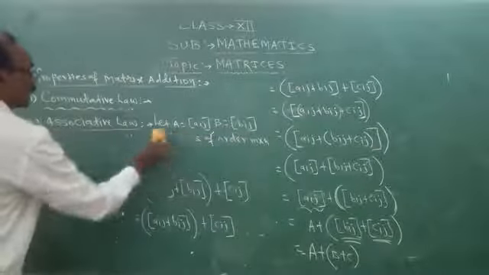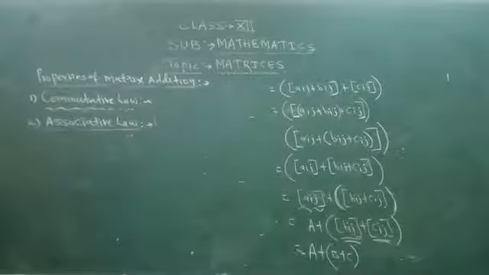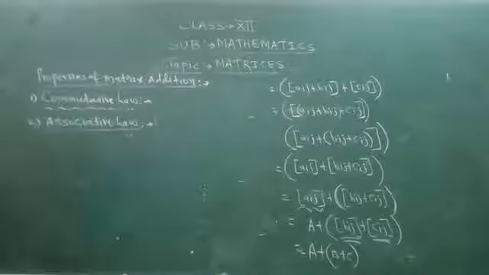Then number 3, third number, that is existence of additive identity.